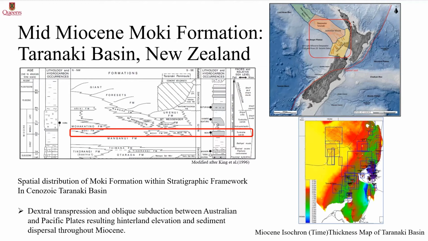The spatial distribution of the Moki Formation is mostly driven by the deepwater sediment dispersal. At the same time, if we look at the Miocene isopach or isochron thickness map, we see there is a structural pattern guiding the sediment thickness present in this part of the Taranaki Basin. This is mostly due to the dextral transpression and oblique subduction between the Australian and Pacific plates, resulting in hinterland elevation in the New Zealand area and sediment dispersal throughout the Miocene and beyond.